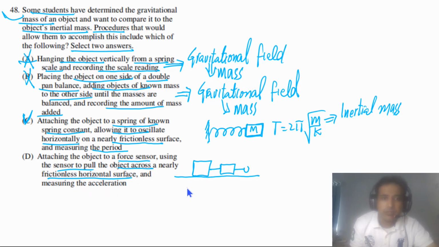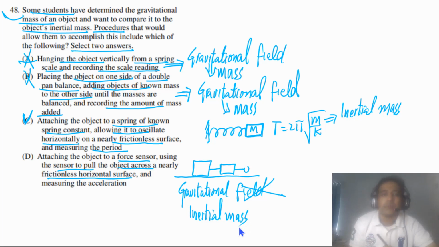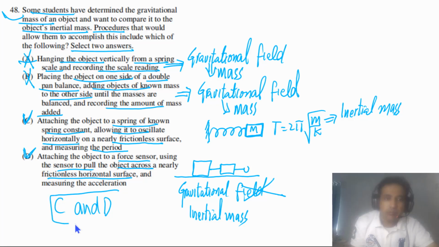In this case, this is not relying on the gravitational field. So the mass we will get will be the inertial mass. We can determine inertial mass using these two methods, C and D. So the answer for this question is C and D, inertial mass.